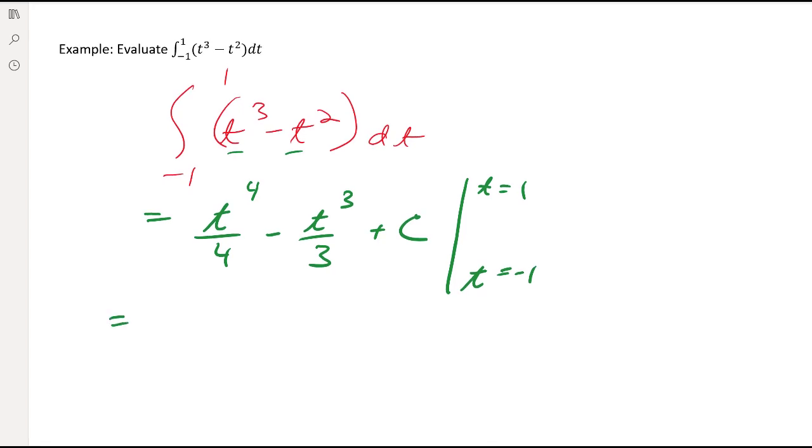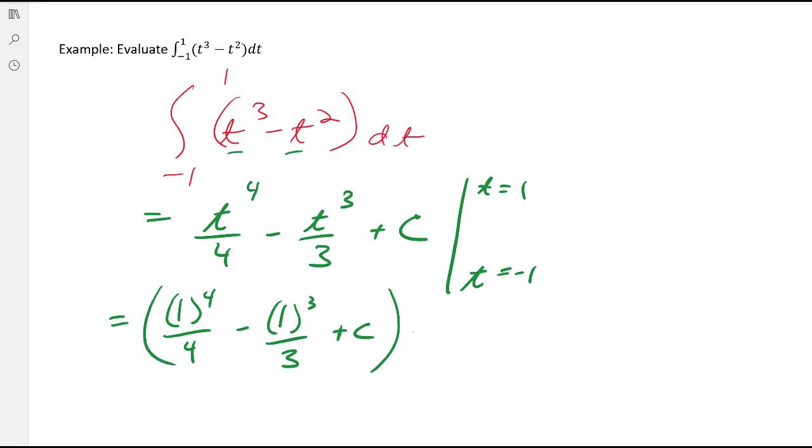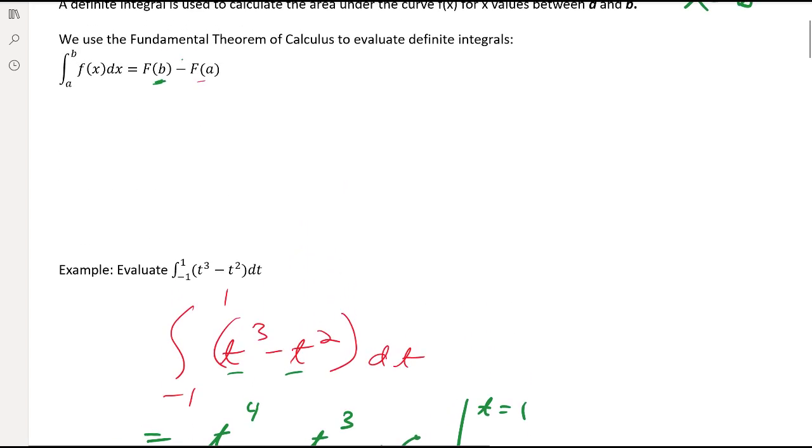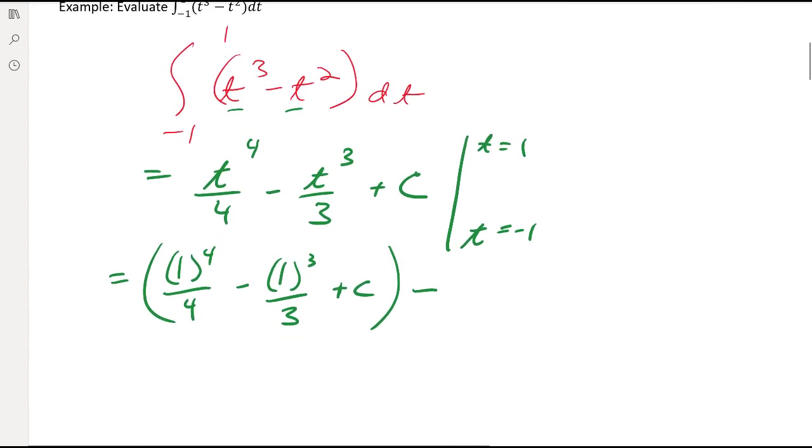So it's going to be 1 to the fourth divided by 4 minus 1 to the third divided by 3 plus c. We take that entire quantity, and now it needs to subtract. That's the fundamental theorem. Subtract, and now we plug the lower bound into our antiderivative, in this case -1. So it's going to be -1 to the fourth over 4 minus -1 to the third over 3 plus c.